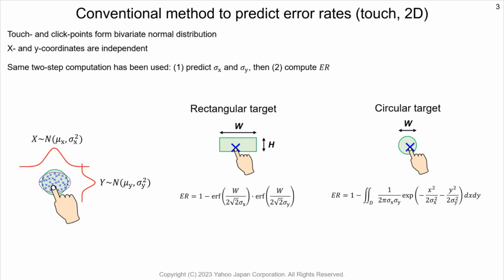These two steps have also been applied to touch-based pointing with 2D targets. For a 2D target, endpoints form a bivariate normal distribution, and the x and y coordinates independently increase with the target size. Then we can compute the error rates in the same manner.